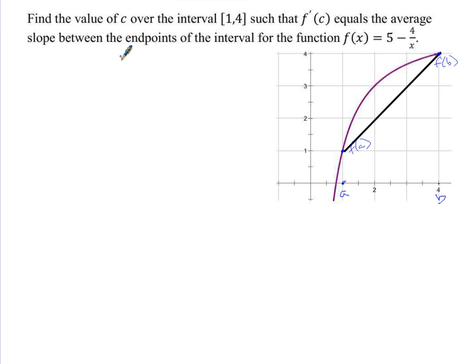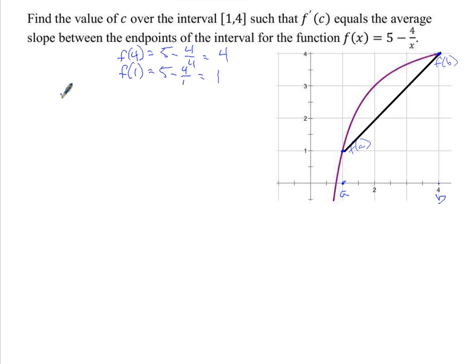So f of b is, we're assuming things by looking at the graph. f of b would be f at 4 equals 5 minus 4 over 4, which is 5 minus 1, which is 4. f at a would be f of 1 equals 5 minus 4 over 1, which is 5 minus 4, which is 1. Can't assume things from the graphs, and make sure you actually do the algebra to come up with those. Okay?